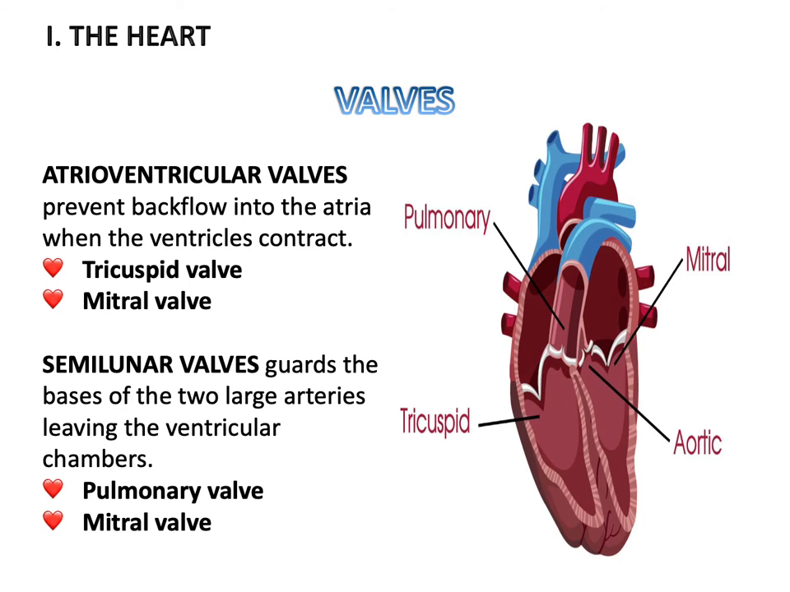As mentioned kanina, when the ventricles are contracting and forcing blood out of the heart, dapat nakabukas ang semilunar valves. But ano dapat yung sarado? Pag nakabukas silang dalawa, sarado yung tricuspid and mitral. These now prevent backflow of blood again to the atria.